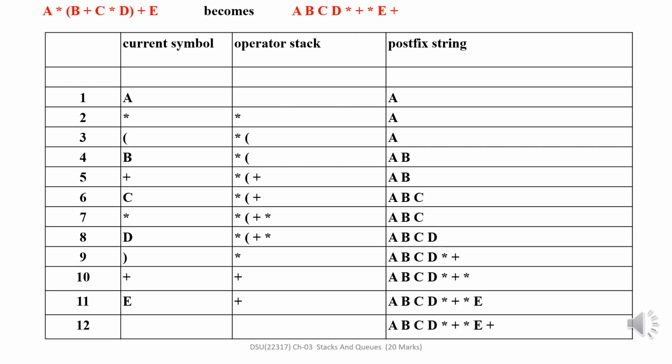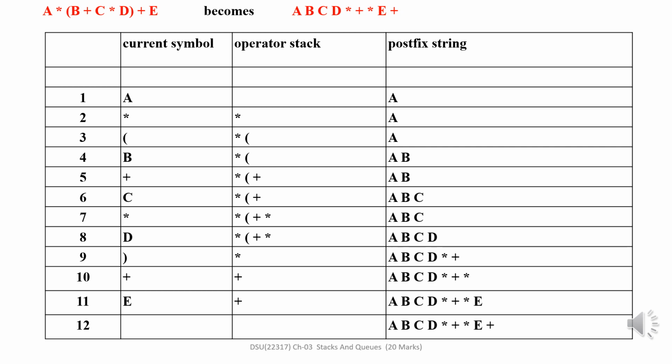Now there is a closing brace. So we have to pop all the operators within the parentheses. What is first? As per the precedence, first pop the multiplication symbol, then A B C D *, then pop the addition symbol, means A B C D * and +.